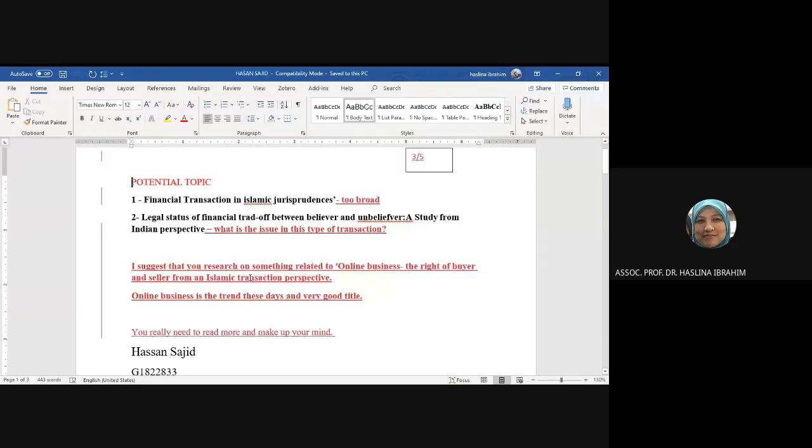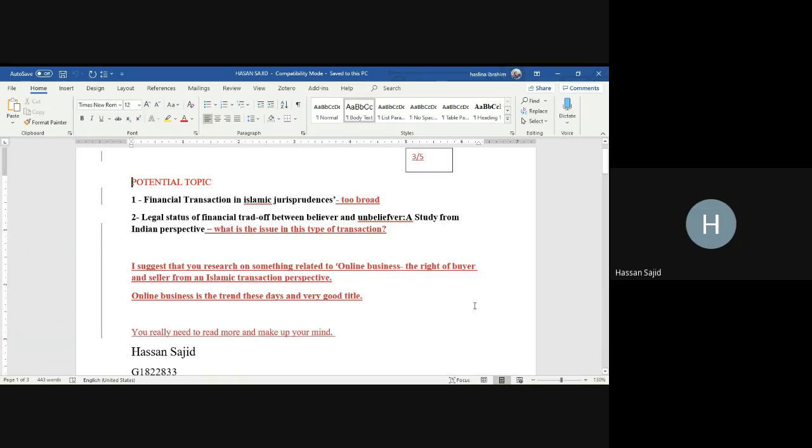So I suggest that you research something related to online business, the rights of buyer and seller from an Islamic transaction perspective. Because you know people do a lot of online business, right? Most of us do not discuss its legality or the ethics. Normally when we do an akad, I say okay I buy this item, and the other person says okay I'm selling this item. There is an akad, right?